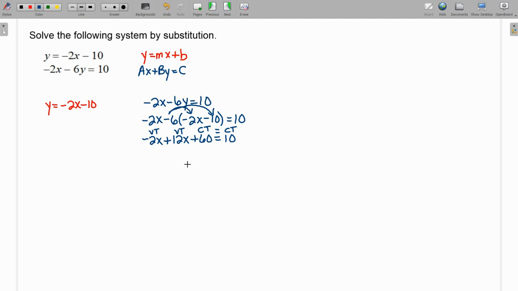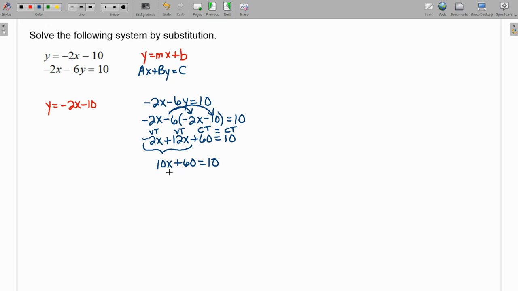So what I need to do is I need to combine my like terms that I have on either side of my equals. So in this case, I'm going to combine the negative 2x with the positive 12x. So when I do that, that's going to give me a positive 10x. I still have that plus 60, and then that's going to be equal to 10. Now from here, we have a variable term with 10x and a constant term with 60 here on the left-hand side of the equals. Then we have another constant term with 10 here on the right.